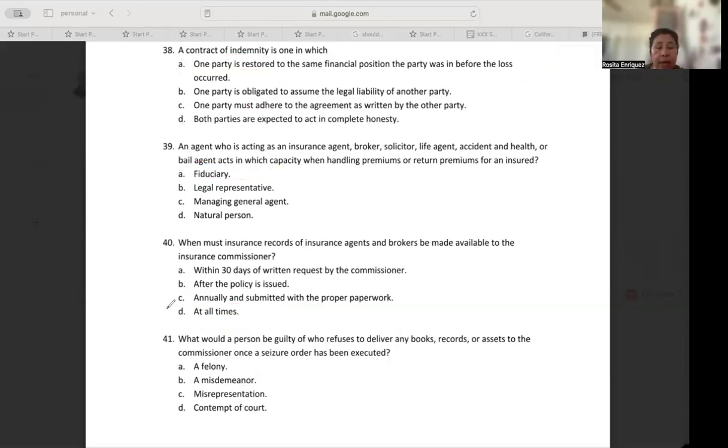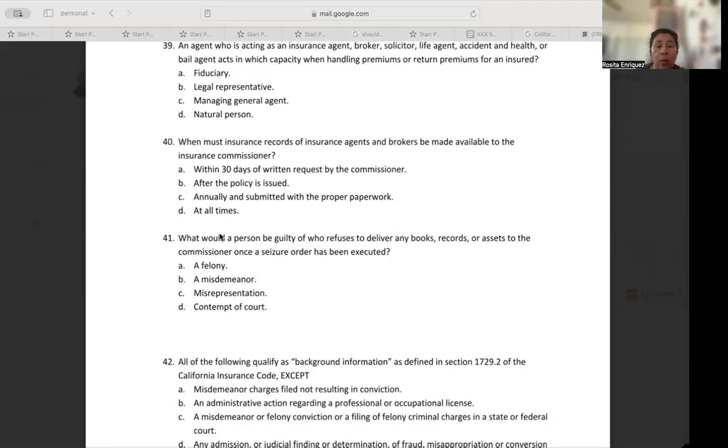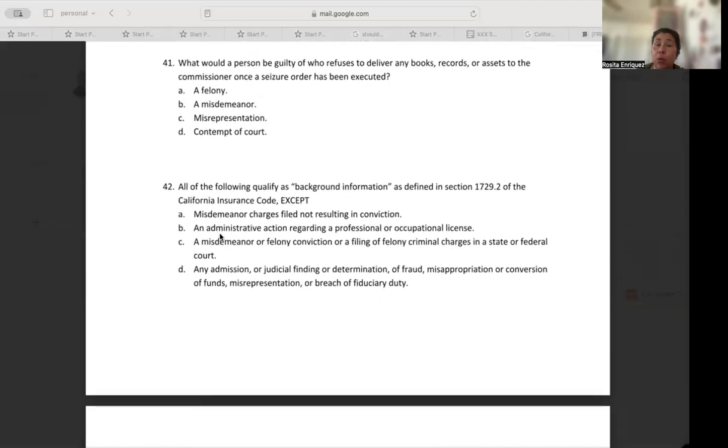Number 41 says, what would a person be guilty of who refuses to deliver any books? This is a very, very serious instance. If a person refuses to deliver any books, records, or assets, then that is considered a misdemeanor. Misdemeanor.